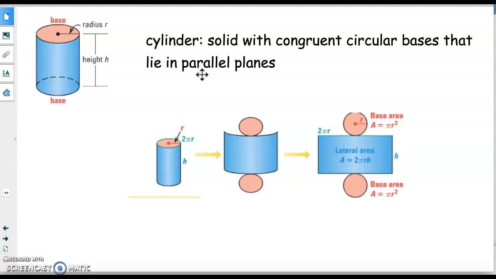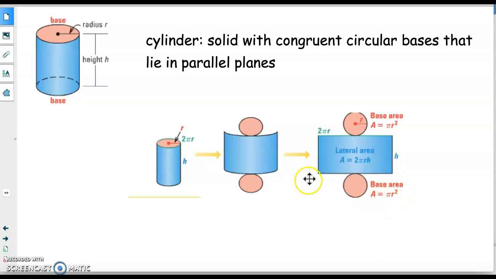Finding the surface area of a cylinder is really similar to finding the surface area of a prism, except that if you think about what the net of a cylinder looks like, if you were to unfold a cylinder, instead of the bases being polygons, the bases of a cylinder are just circles, right? So if you think about unwrapping your cylinder to see what the net would look like, the bases, the top and the bottom, would be circles, and we know that the area of a circle is just pi r squared.